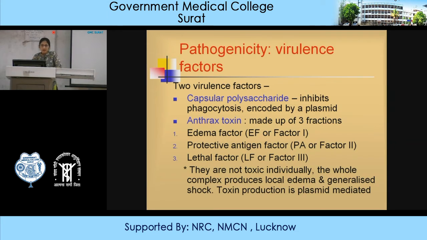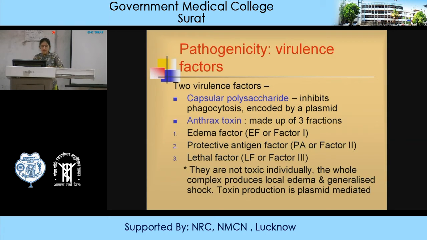Basically, phagocytes try to engulf this type of bacteria, but they are not able to engulf it because of this capsule. This capsule synthesis is encoded by the plasmid, so this plasmid can transfer this virulence factor from one bacterial species to another.